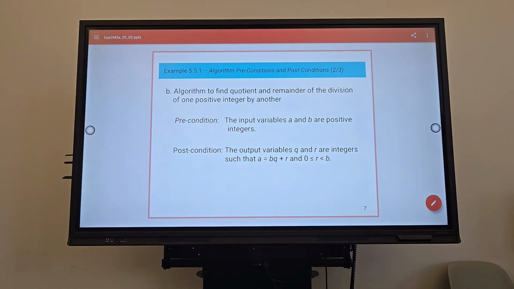Algorithm to find the quotient and remainder of the division of one positive integer by another. Precondition, the input variables a and b are positive integers. Postcondition, the output variables q and r are integers such that a equals b q plus r, and r is greater than or equal to 0 but less than b.